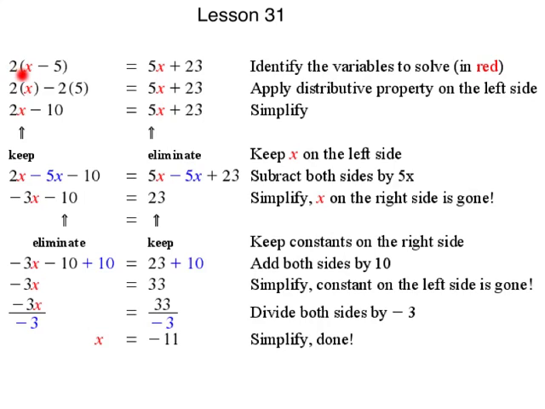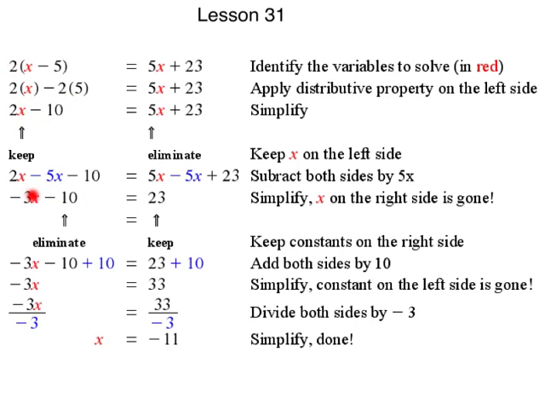The first thing we're going to do is identify that we need to solve for x, and then we're going to apply the distributive property here and here, because this is on the outside of both of these. When we do that, we have 2 times x is 2x, and 2 times negative 5 is negative 10.